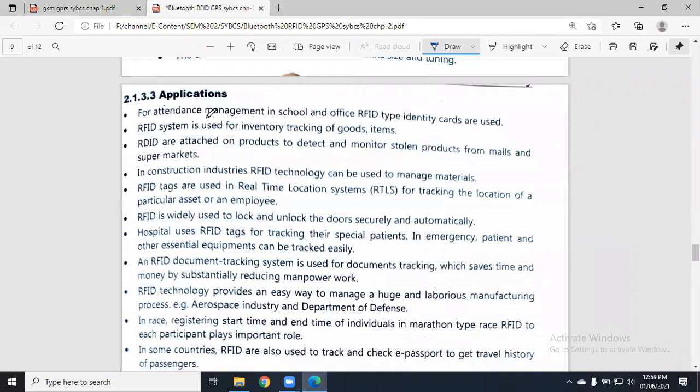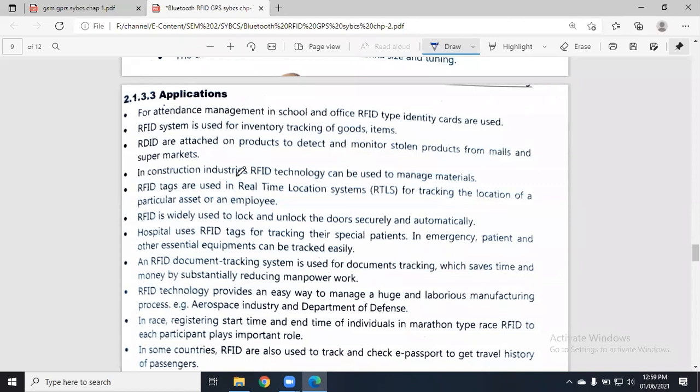RFID systems are used for inventory tracking of goods. So if you want to transmit some goods from one location to another, there also you can just use these RFID tags. RFID tags are attached on products to detect and monitor stolen products from malls and supermarkets. There is an ID, like a barcode, and you can detect that ID. With the help of that ID, you can detect where your object is. If you steal something from the supermarket or mall, it will get detected easily. How are we going to detect that? Because we have an RFID tag on it. Okay.